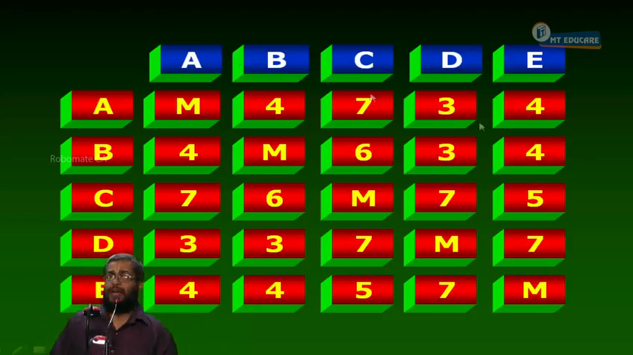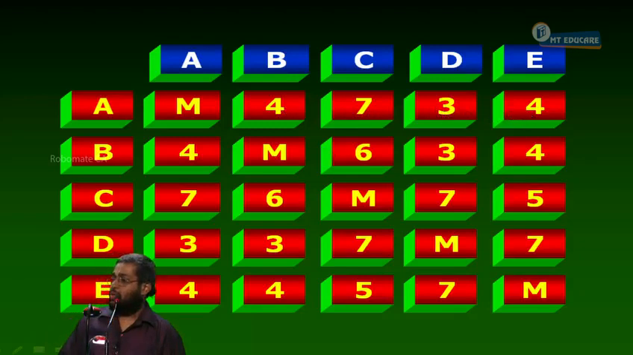Left to right we are reading. What is the least number in the first row? 3. M minus 3? M. 4 minus 3? 1. 7 minus 3? 4. 3 minus 3? 0. 4 minus 3? 1. Writing along with me or not?